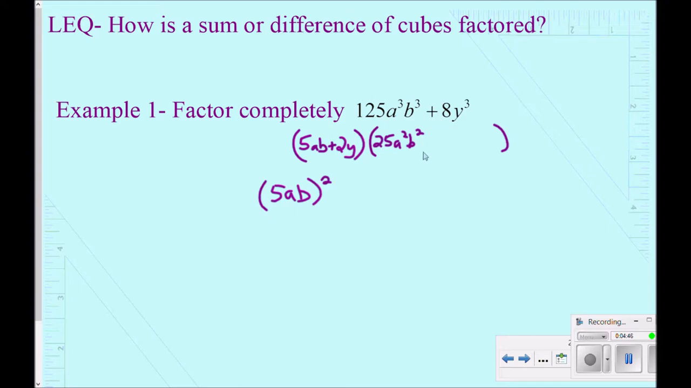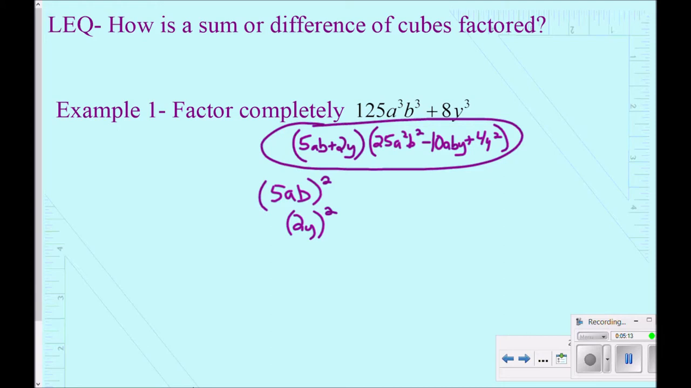This is a sum, so the next term is a minus. Then I have 5 times 2 times a times b times y, which gives me 10aby. And lastly, we know that sign's a plus. I take 2y, the quantity, and I square it, giving me 4y squared. We already checked for GCF, so we know that the rest is not going to be factorable.